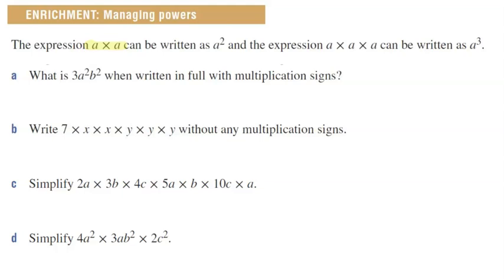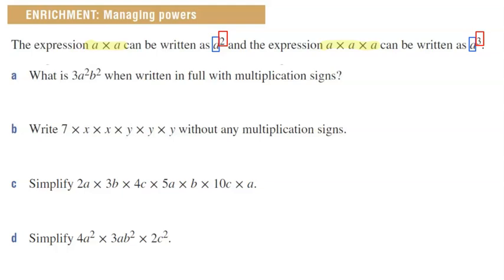When there are all the multiplication symbols, that's called expanded form, as opposed to index form, where there's a base and an index. So this is expanded form, or the equivalent expression written in index form is base index. So that's base A index 3, or we can say A to the third.